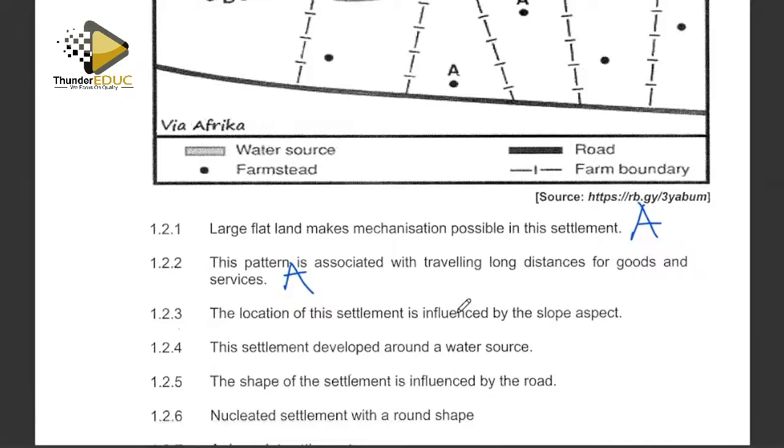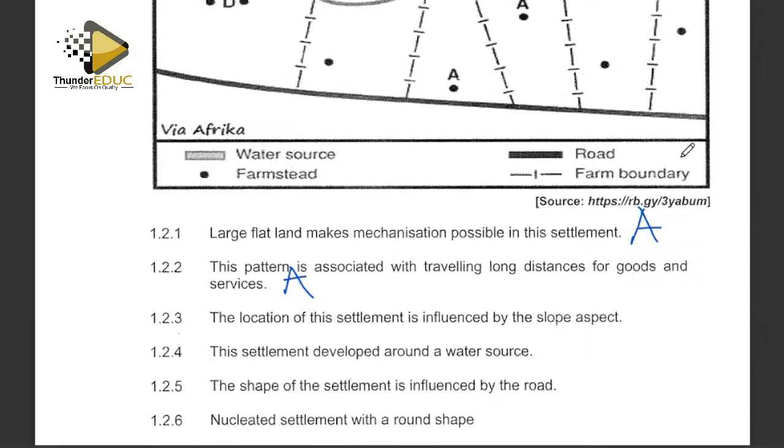Right, going on to number 123, the location of a settlement is influenced by slope aspect. Slope aspect, we are looking at the direction which is faced by a slope. We know well that in the southern hemisphere, settlements which are facing to the north are the ones that are receiving more insolation and are more favorable for the location and establishment of settlements.